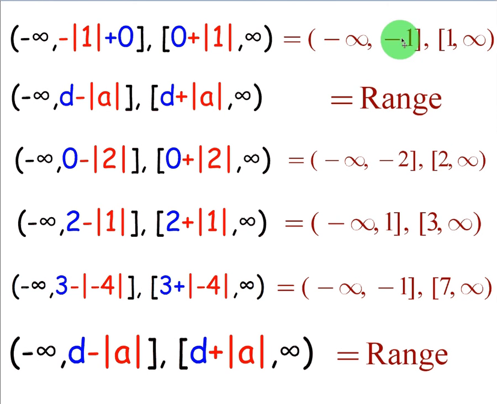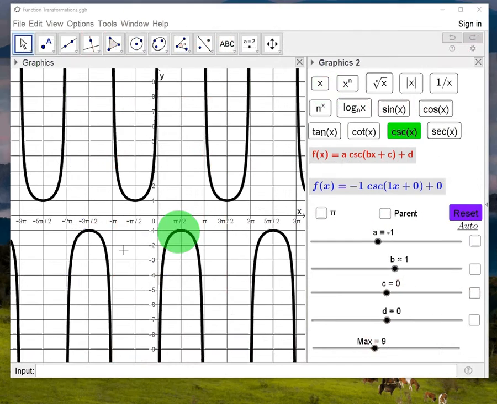Okay, -infinity to -1 bracket, and then bracket 1 to infinity, given this formula. So does this work? -infinity to d minus absolute value of a, bracket, d plus absolute value of a, infinity. Does that give us the range? I know it's a mouthful, and this is definitely the hardest formula to remember. But yes, that does work. It goes from -infinity to -1, bracket, because it actually touches there, and then it goes from bracket 1 to infinity. Let's look at some more examples.